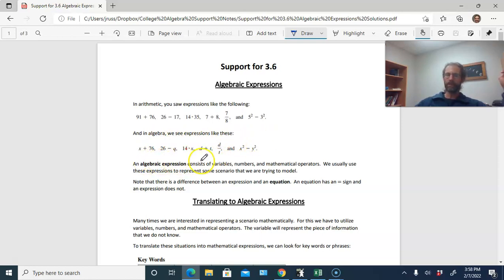And so you can see the definition. An algebraic expression consists of variables, numbers, and operators. Okay, so it could be addition, subtraction, division, multiplication. It could involve powers, okay, or even square roots or cube roots. And it says we usually use these expressions to represent some scenario that we're trying to model. Okay, so we're going to see this. And again, the difference between an expression and an equation is that an expression does not have an equal sign.